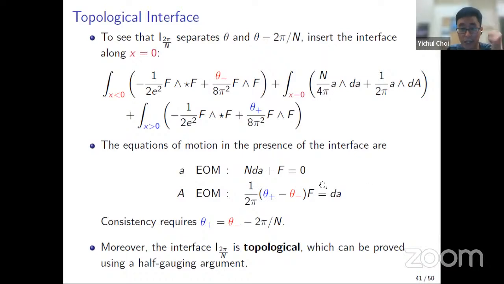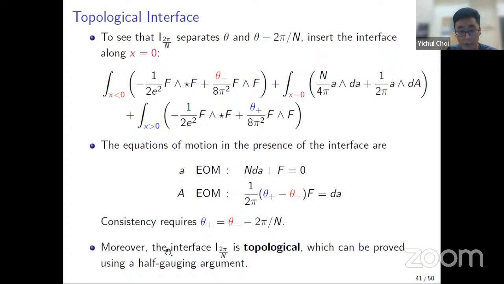And now we investigate the equations of motion, similar to before. And I obtain these two equations. And we can see that these two equations are consistent with each other if and only if the two theta angles differ by minus 2π/n. So this verifies that this is a consistent interface when the theta angles jump by minus 2π/n across the interface.